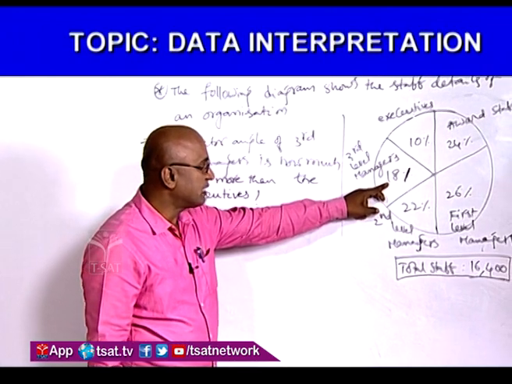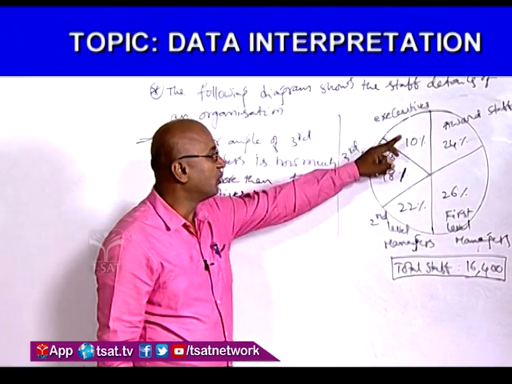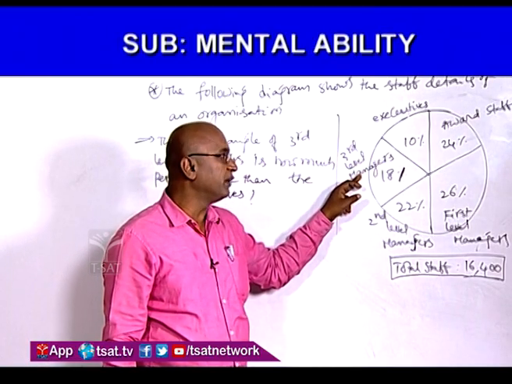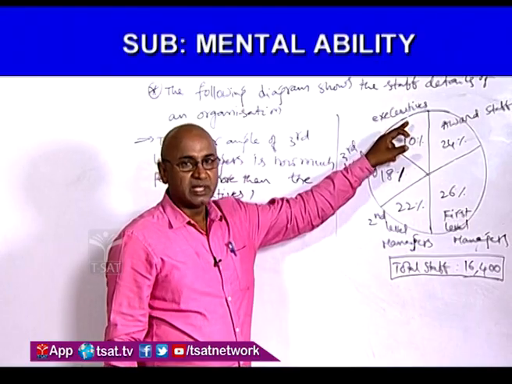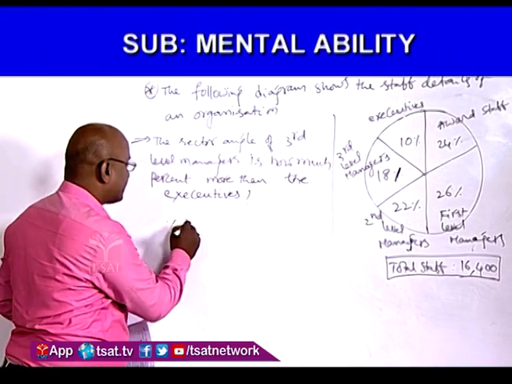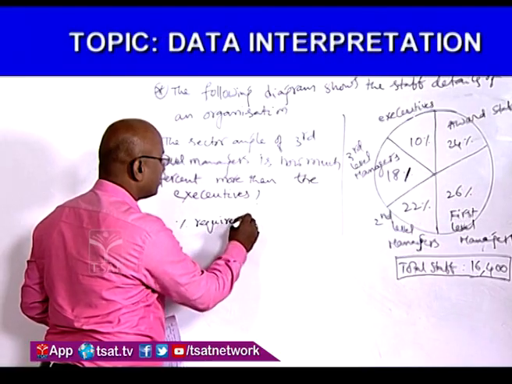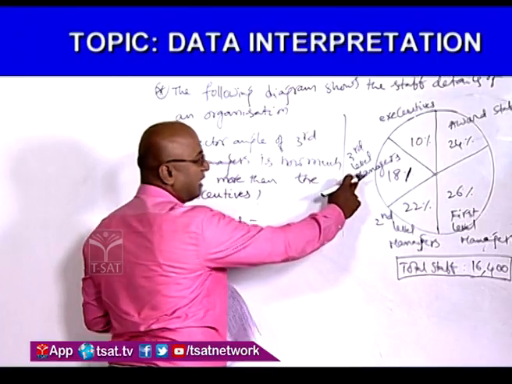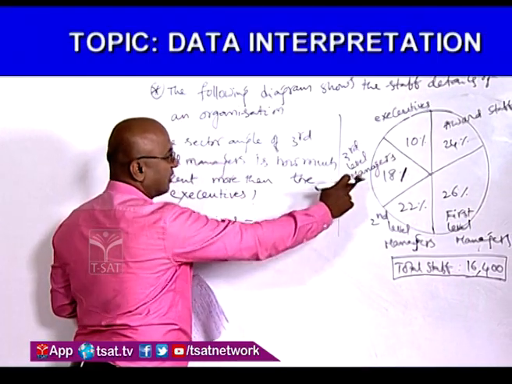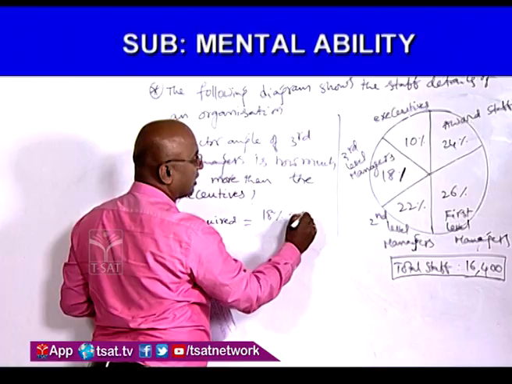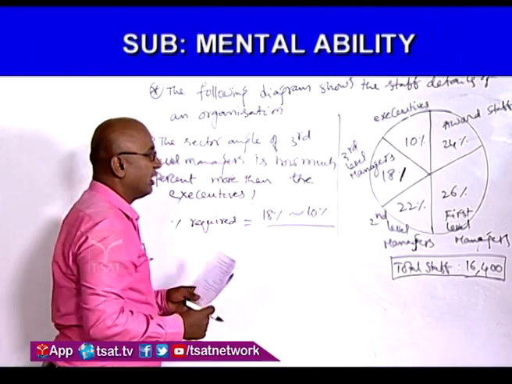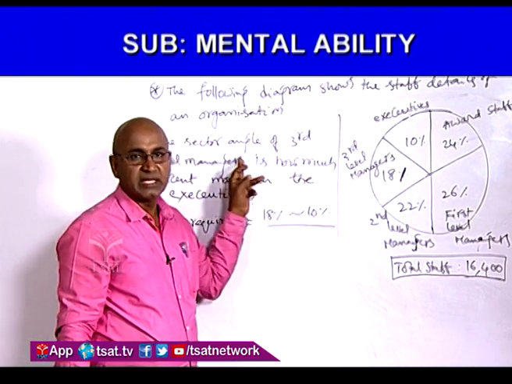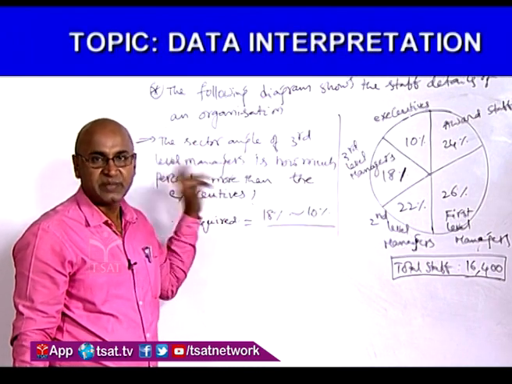Third level managers are how much percent more than the executives? Now we are comparing the third level managers with respect to the executives. So the required percent is equal to the difference between the third level managers and executives, divided by the base value. Which value do you take as the base? Either third level managers or executives. Now we are comparing with the executives, that is why executives have to be taken as the base value.